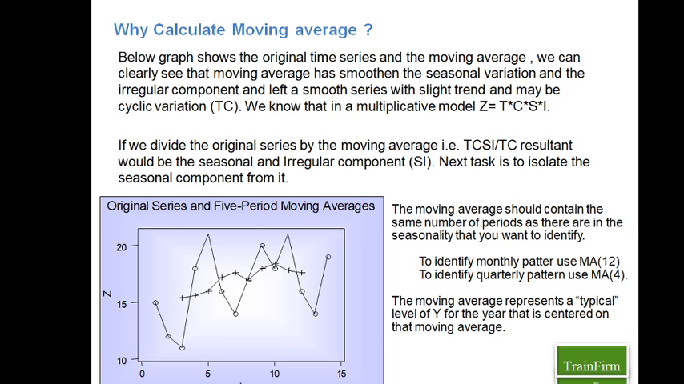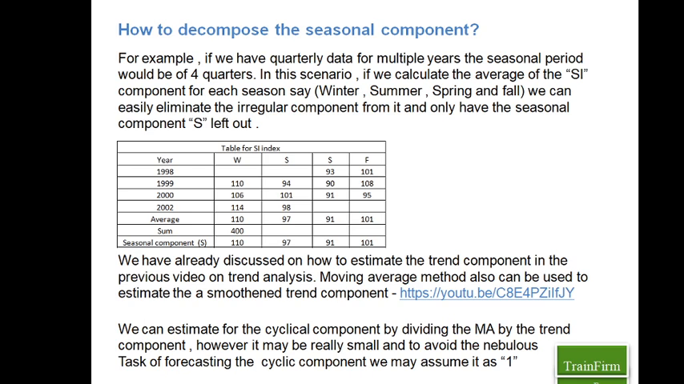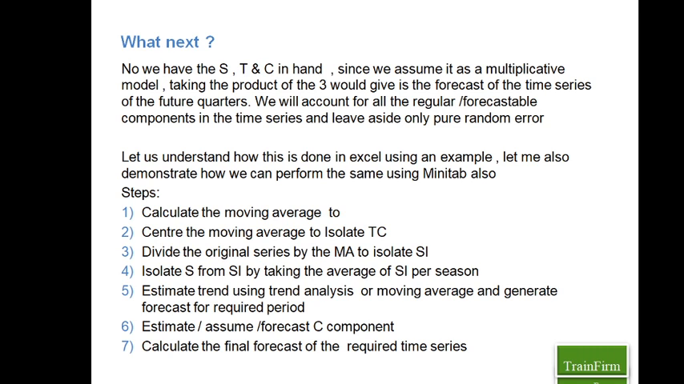So if you are able to account for the maximum regular components, and those fall within T, C and S, we are on the safe side. Maybe a very small percentage of error is something we will have to live with when we use that particular model, right? So what next? I just spoke about it: just multiply T, C and S and you will get your final forecast. So let me summarize the entire thing in, say, 7 steps. This is how you need to technically carry out your moving average ratio to moving average forecasting method.